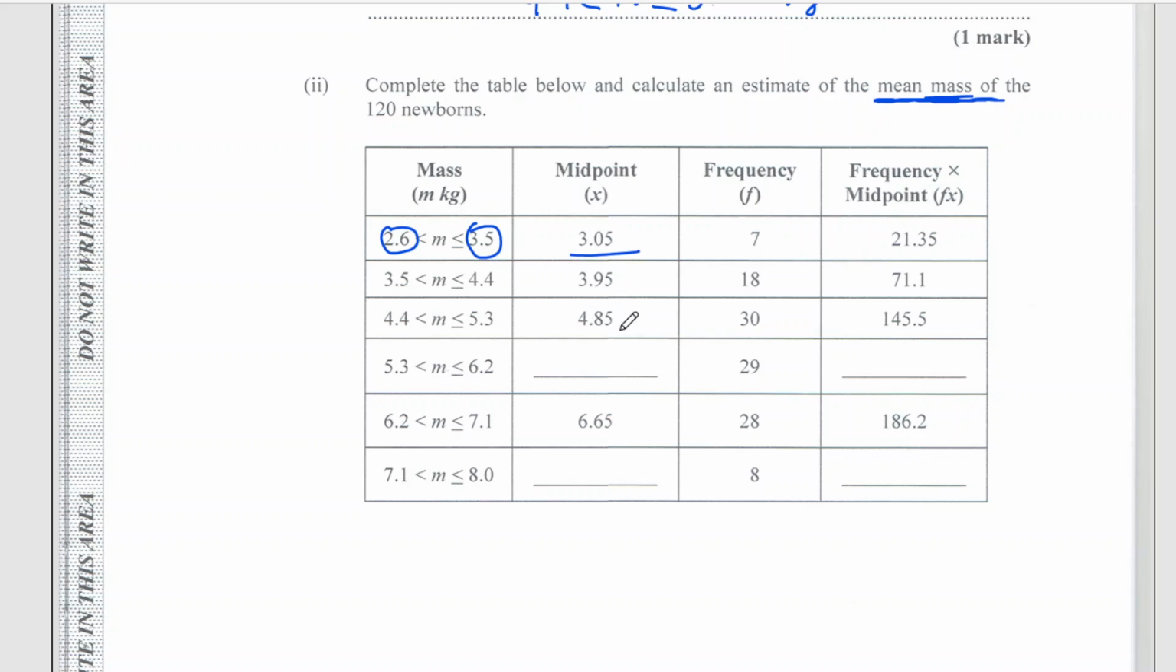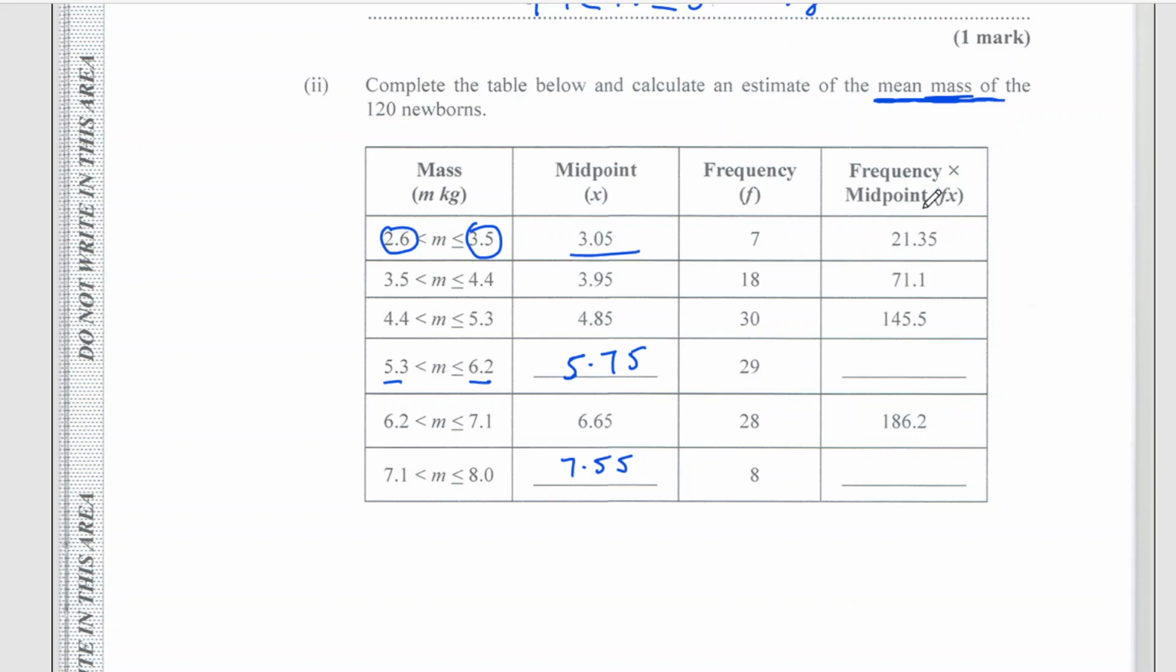Right. So the midpoint is given by adding these two numbers and dividing by 2. Therefore, to fill out this missing information here, we would add 5.3 and 6.2 and divide by 2, and we will get 5.75. Similarly, here we would add 7.1 and 8, and divide by 2, and we will get 7.55. So remember to get the midpoint, you add the two numbers in your class interval and divide by 2.